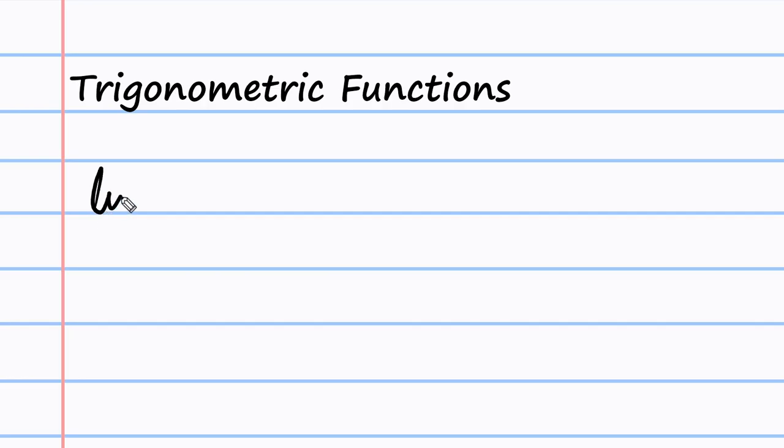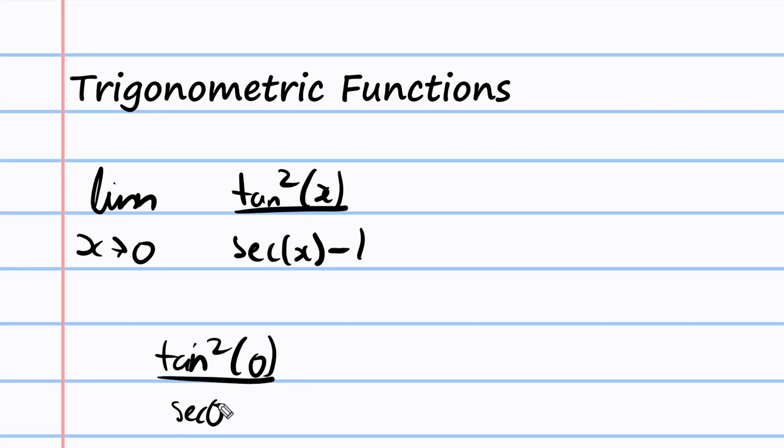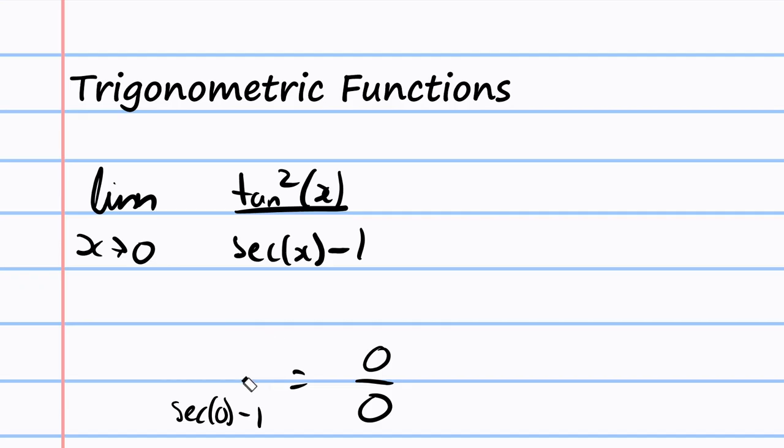So this is one example of how you can use a trig identity to solve for trig functions. Here's another problem which involves a trig identity. The limit as x approaches 0 of tangent squared x divided by secant x minus 1, okay? If you directly substitute 0 into this, you're going to get tangent squared of 0 divided by secant 0 minus 1, which is just 0 over 0. Okay? More work to do. I wish it were that easy, but no.